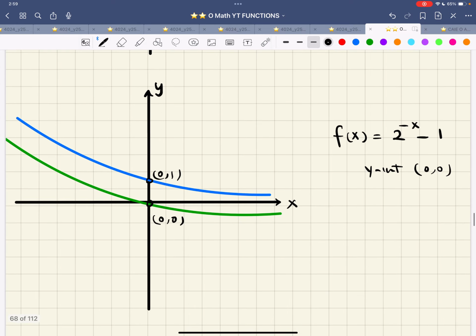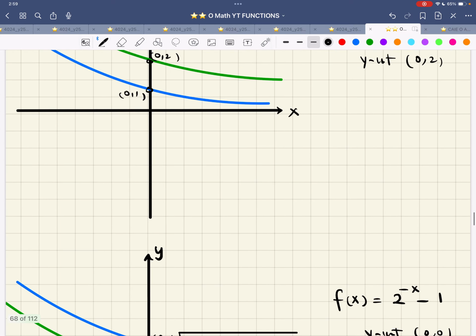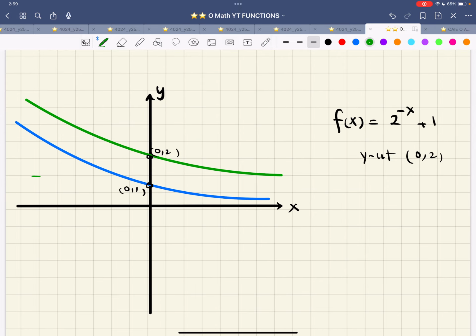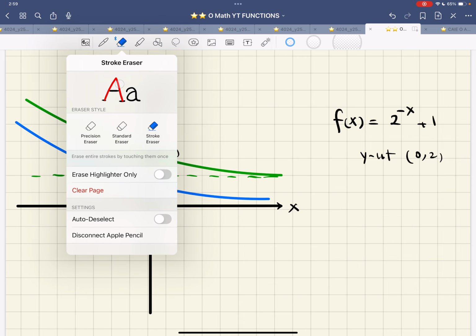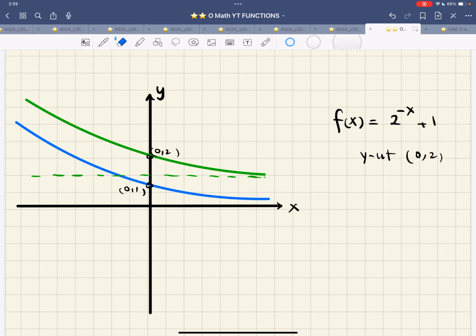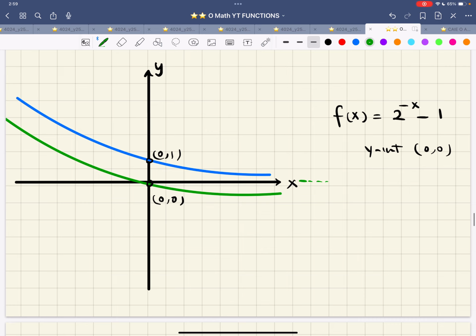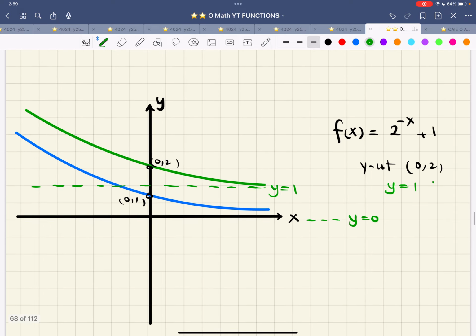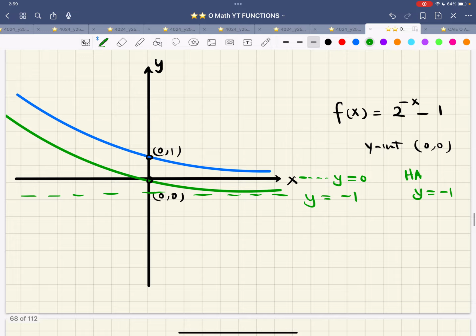Okay, what else is there? Let's talk about the asymptote. Now the asymptote also rises, and let it not touch this thing. So, precision eraser, and just show it like this. So this is y is equals to 1. Originally it was y is equals to 0. Now it's y is equals to 1. Originally it's y is equals to 0, and now it is y is equals to negative 1. So this is the horizontal asymptote, y equals to negative 1. All good, all clear.